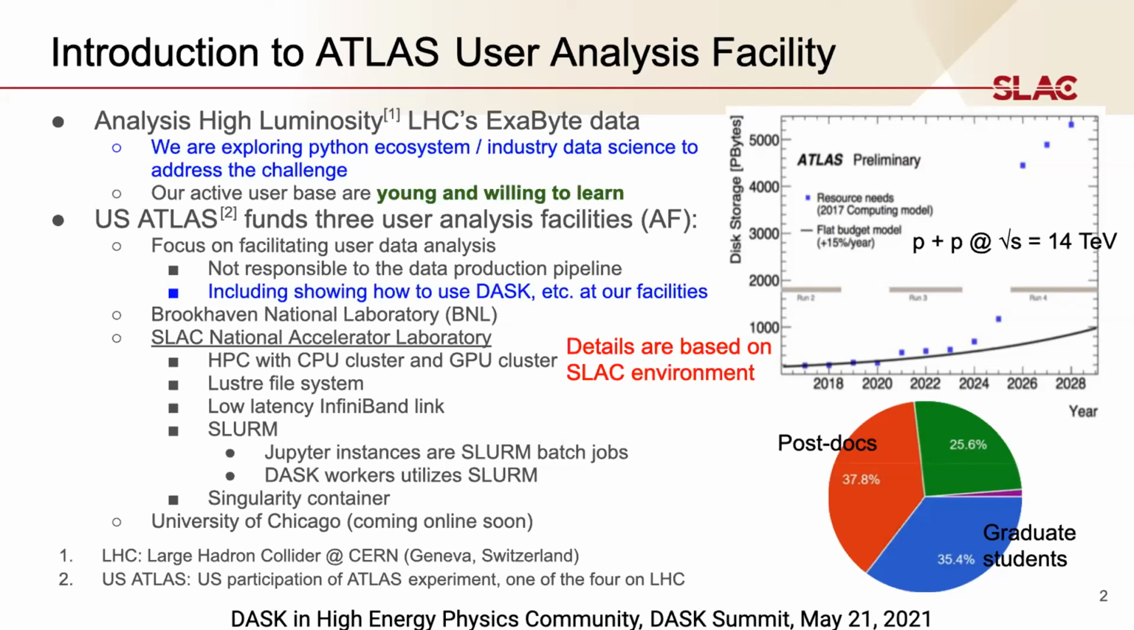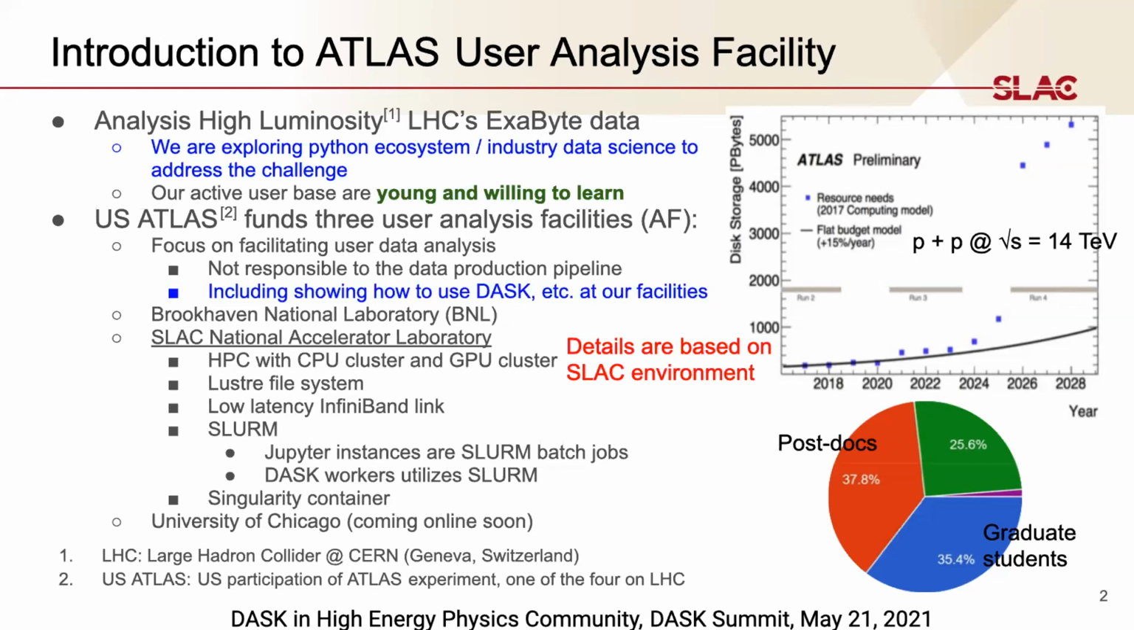This pie chart shows you that three-quarters of our users are actually graduate students and postdocs, so they are very eager to learn new things. In the US, we have US ATLAS, which is the US participation of this experiment, and it has three user analysis facilities. Their mission is not to participate in the data production pipeline, but to facilitate users analyzing the data produced by this data production pipeline.